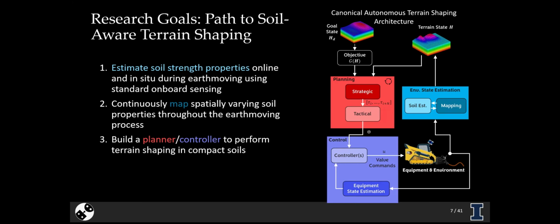Secondly, how do we build maps of the environment, and not only terrain maps, but actual maps of soil properties themselves? And then there's a number of contributions in this area of building planners and controllers in order to perform actual terrain shaping tasks, both at this lower level and then more at this planning level as well.